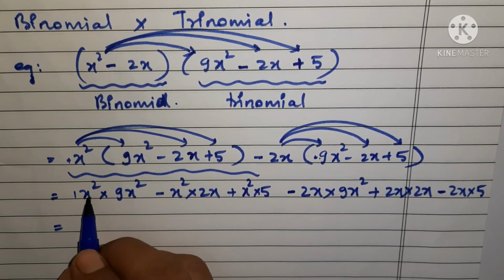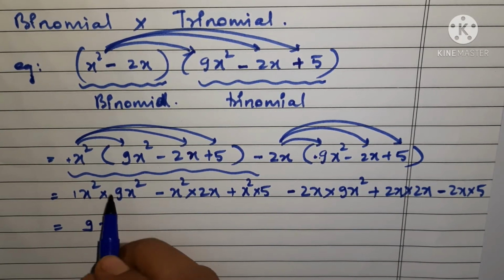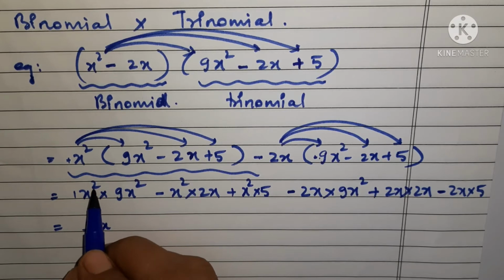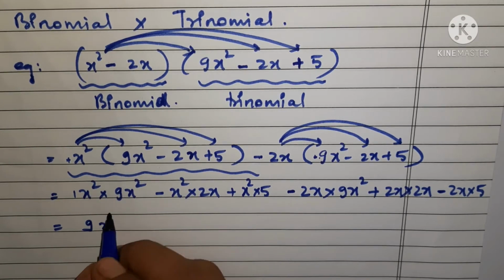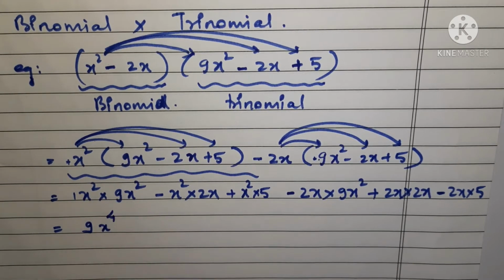Then what is there? x is to be taken as common because the same variables are there. And what we are going to do: whenever our bases are the same, we add their powers. So we will get what? 2 plus 2, that is 4.